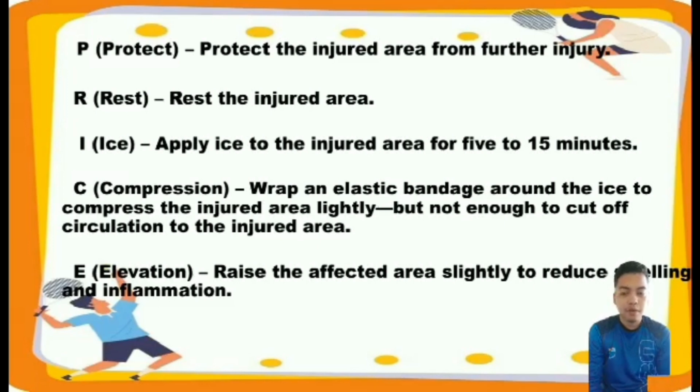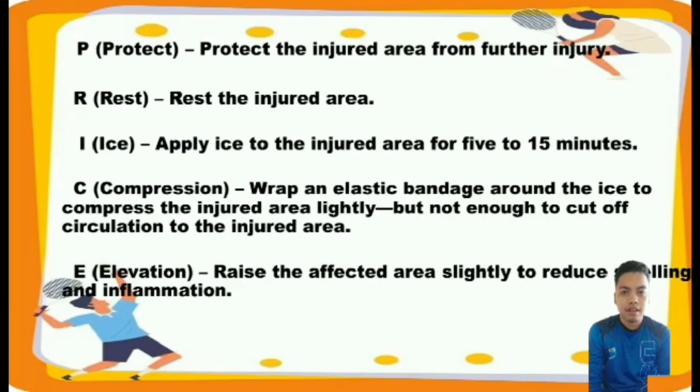R stands for rest. Rest the injured area. Use a sling, cane, brace, or crutch as necessary to take your weight and decrease activity of the affected body part. Keep the joint or muscle as inactive as possible.